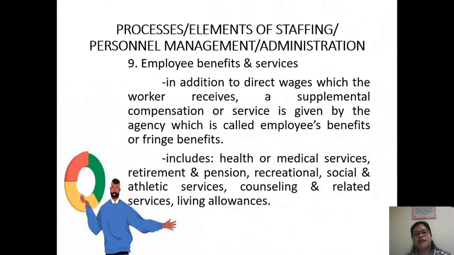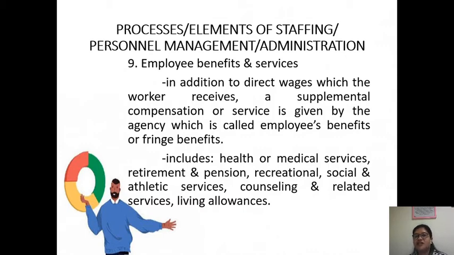Nine is employee benefits and services. In addition to direct wages which the worker receives, a supplemental compensation or service is given by the agency, which is called employee benefits or fringe benefits. So these are other benefits that are given to the employee aside from the incentives or the salary.